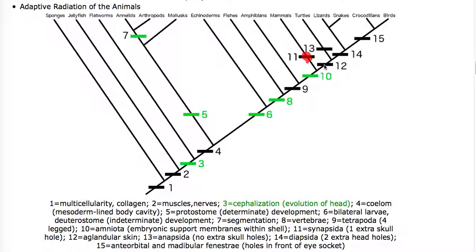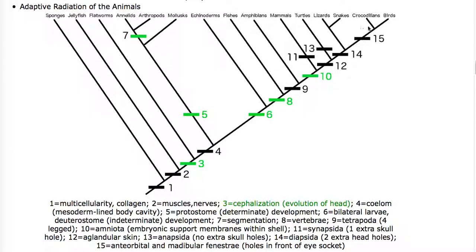At number 12, we have the evolution towards the traditional scaly body surface. And this leads to turtles, which is one of the earliest reptilian designs, and then lizards and snakes, more modern reptilian designs. But more importantly, it led to the archosaurs at number 15. The archosaurs gave rise to the crocodilians and birds and the dinosaurs.